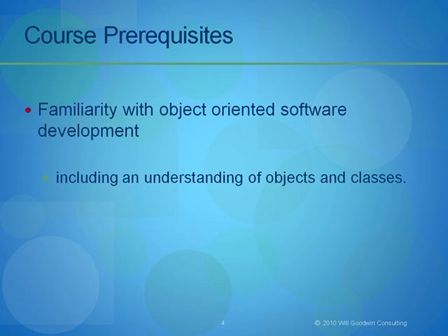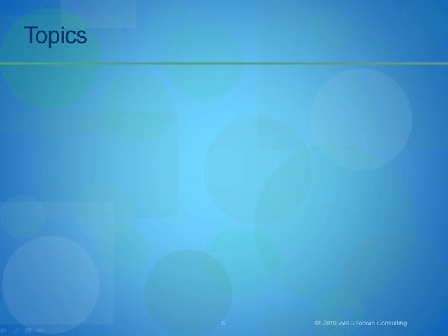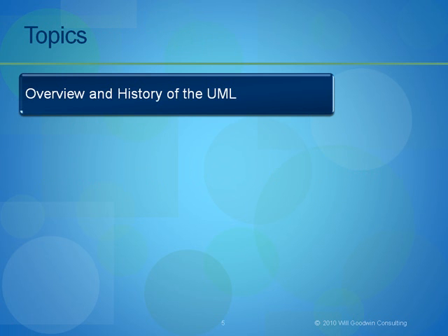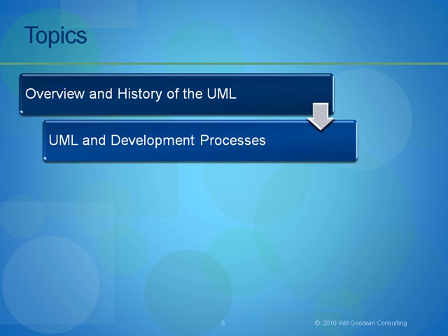What's the prerequisite? Well, if you have familiarity with object-oriented programming languages, if you know what an object is and what a class is, then you're ready to go, because the Unified Modeling Language was designed to support exactly that, object-oriented programming languages. What are we going to do? Well, to begin with, we start with the big picture. The overview of UML, the history of it, where did we come from, who was involved in developing it.